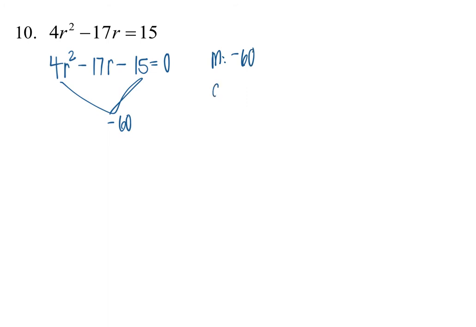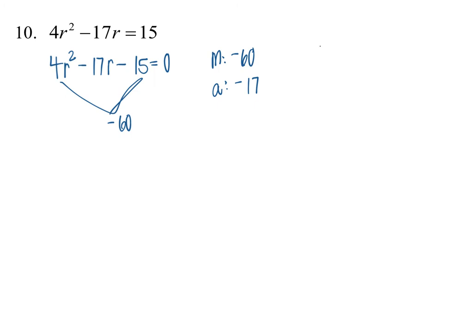On number 10, we still need to use the zero product rule. Problem is, it's not set equal to 0, but we can fix that. Just move the 15 over. So now to factor this trinomial, I'm going to use the AC rule. I'm going to multiply 4 and negative 15 together to get negative 60. So that means I need to find two things that multiply to give me negative 60, but that add to give me a negative 17.